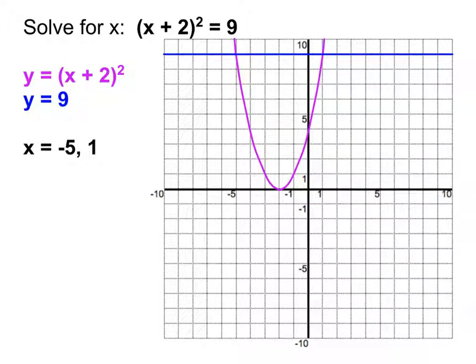Once you've graphed it, it's just a matter of looking for where they cross. And so they cross once here. The x-coordinate there is -5. And they cross once here. Notice our x-coordinate there is 1. And yes, I'm only giving the x-coordinates because you'll notice our original equation only had x in it. So there's no y to give coming out of that part.